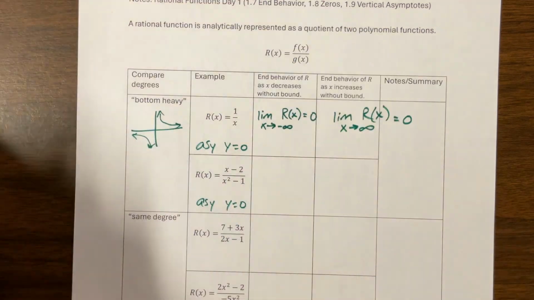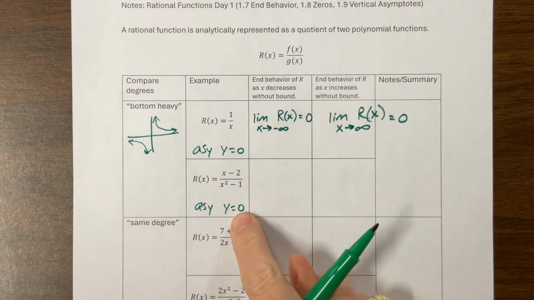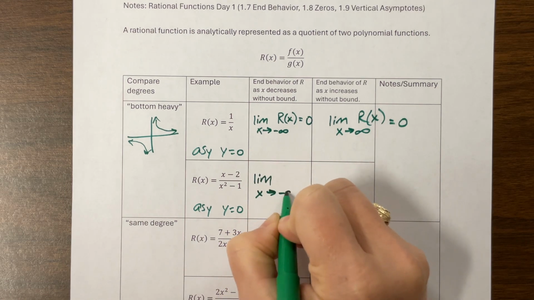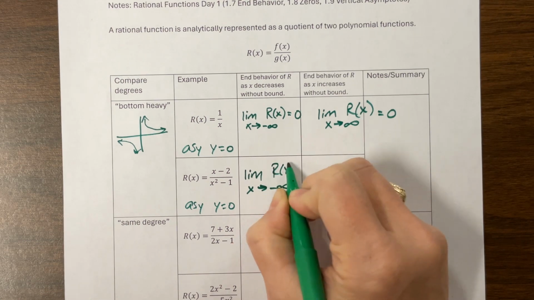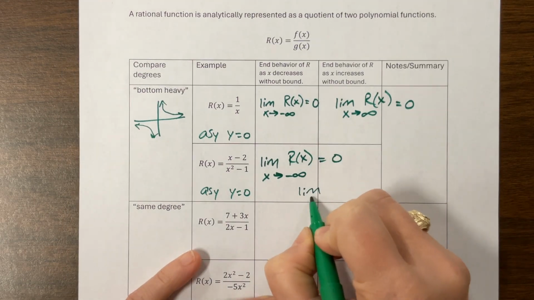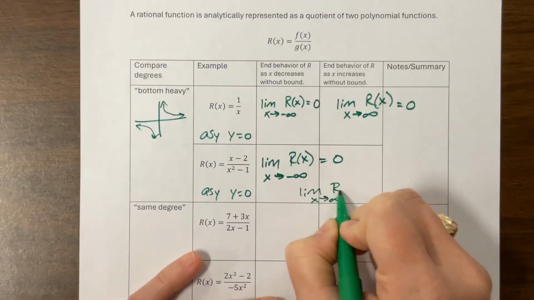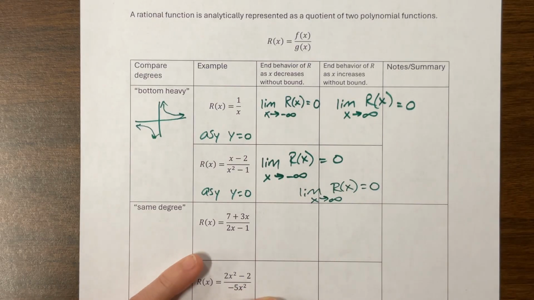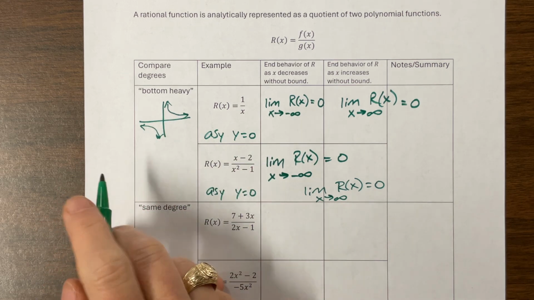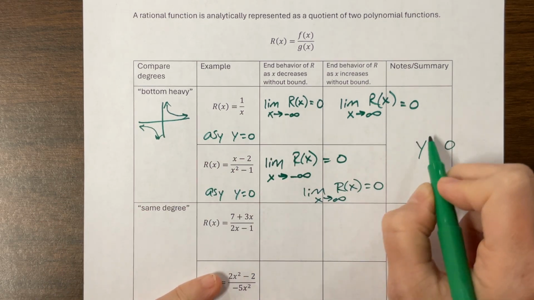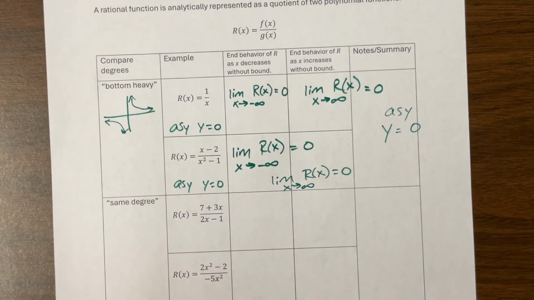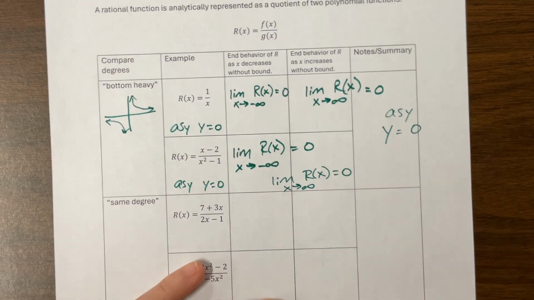The point was, since it's bottom heavy, we have an asymptote of y equals 0. So what's the limit as x goes to negative infinity of r of x? Well, it's going to 0. The next one, I'm running out of space. The limit as x goes to positive infinity of r of x would also equal 0. So whenever it's bottom heavy, we have an asymptote of y equals 0, and as you go off to both positive and negative infinity, you're going to approach this asymptote.